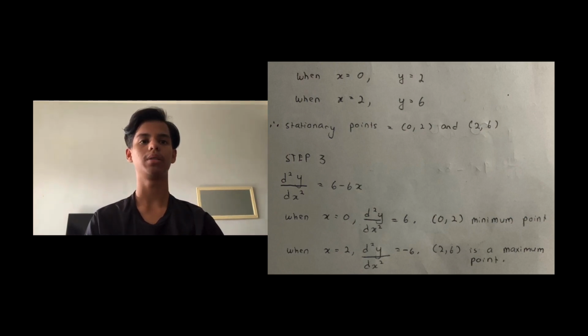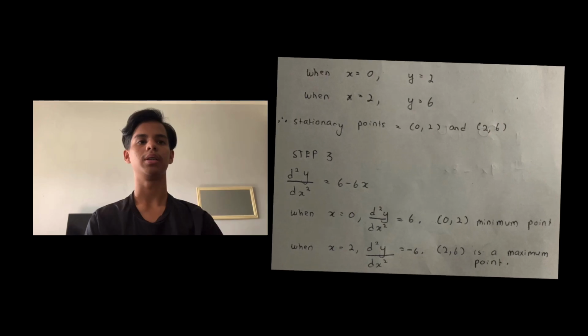Step 3, we must find minimum point and maximum point. Firstly, we must differentiate again. The second derivative equals 6 minus 6x. When x equals 0, the second derivative is 6, and then 0, 2 is a minimum point. When x equals 2, the second derivative is negative 6, and then 2, 6 is a maximum point.